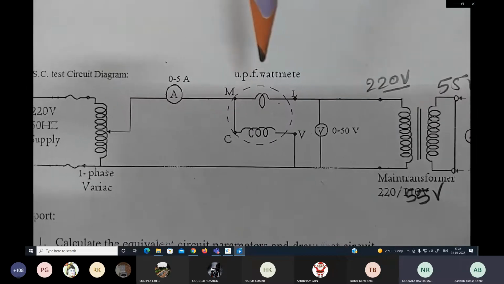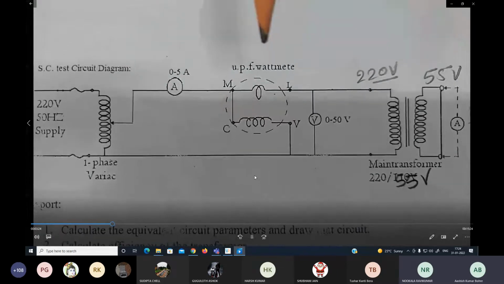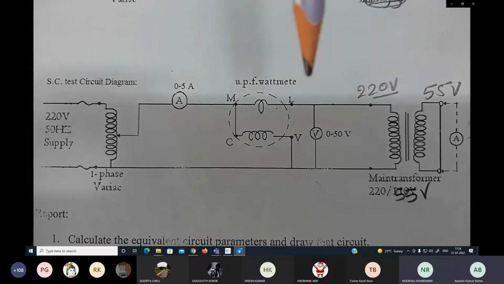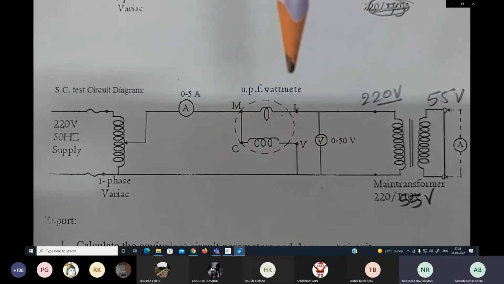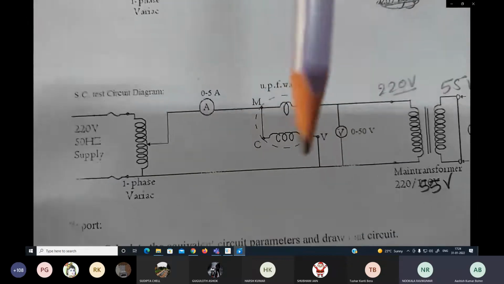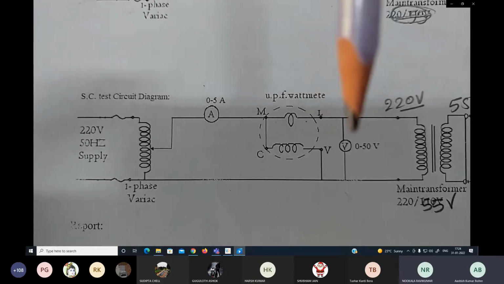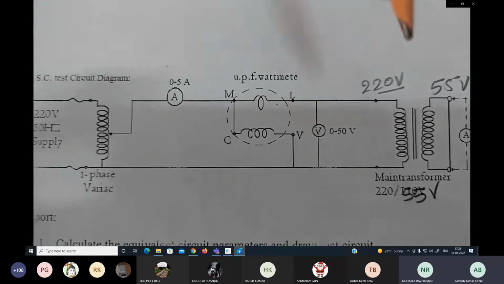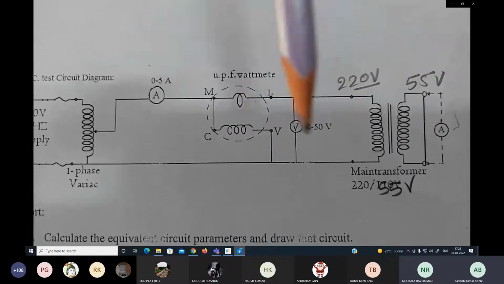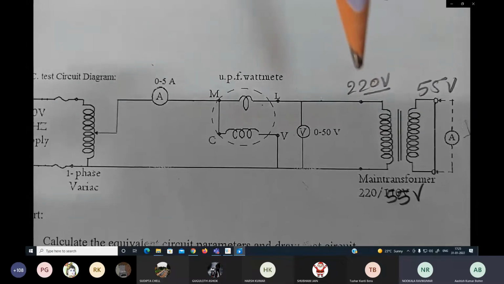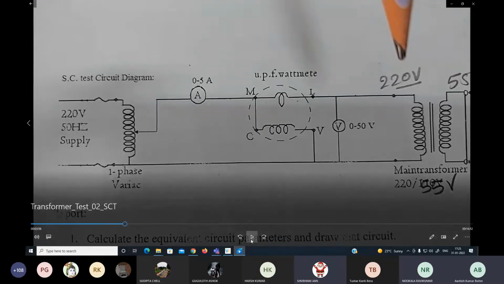Here you can see the M, L, C, V points, which are very well known to all after discussing them several times during the theoretical classes. M and L will be the current coil, and C and V show the pressure coil or voltage coil. M stands for main, L stands for line, C for common and V for voltage. After that, we see one voltmeter which is connected in parallel, as voltmeters are always connected in parallel. That voltmeter will be measuring the primary voltage we are giving. We will be changing the voltage.